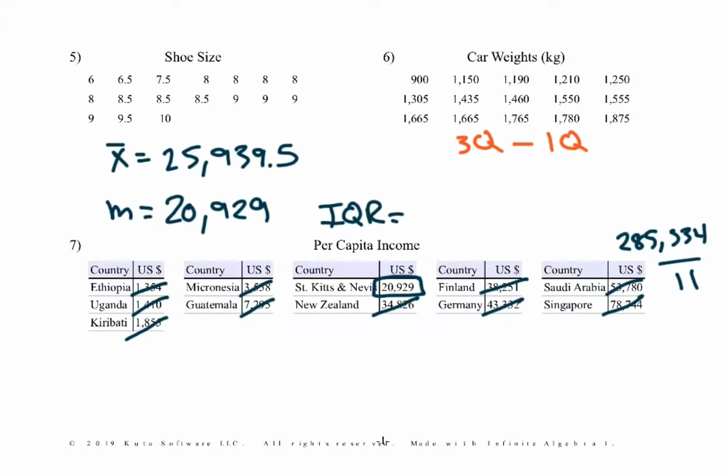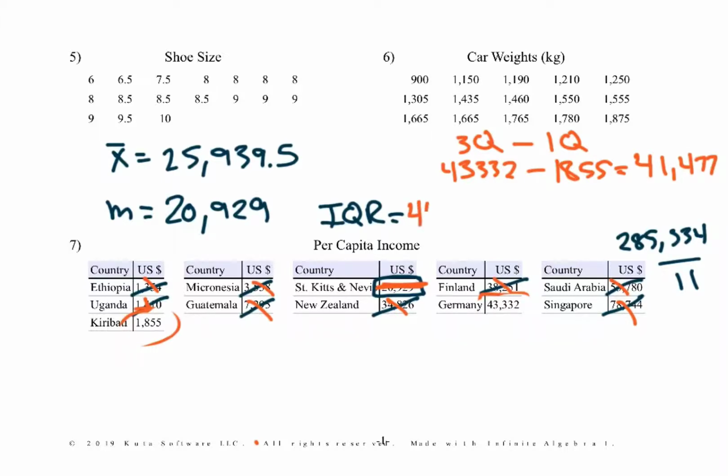Okay, then we need that third quartile minus that first quartile to get our interquartile range, right? So for the upper, we're going to end up with that 43,332. We subtract the lower one, and we're going to end up with, what is that, 18,055? And that's going to give us 41,477. So that's our interquartile range.